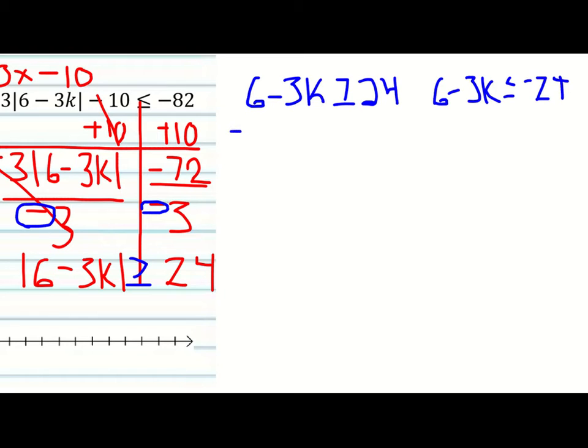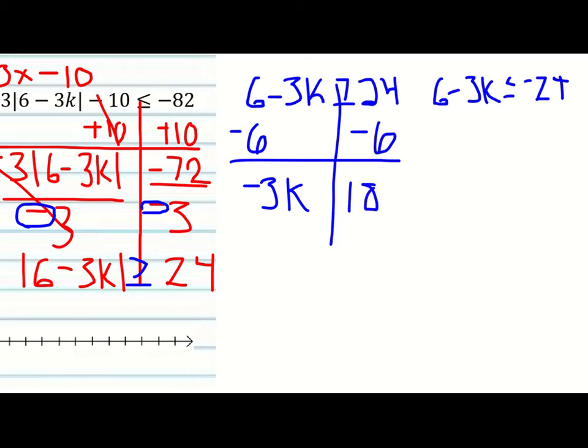So I'm going to subtract 6 on both sides. So I will have -3k with 18. And then divide by -3. So k with negative 6. Now again, you must remember the golden rule of inequalities. We just divided by a negative again. When you divide by a negative, you've got to flip that symbol. So we're going to flip this to say k is less than or equal to negative 6.